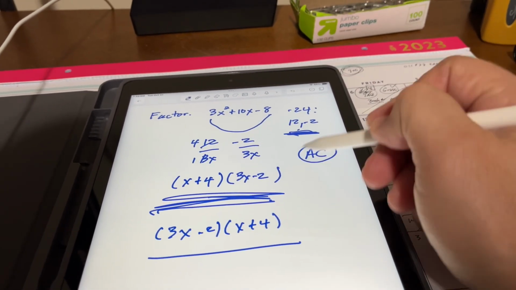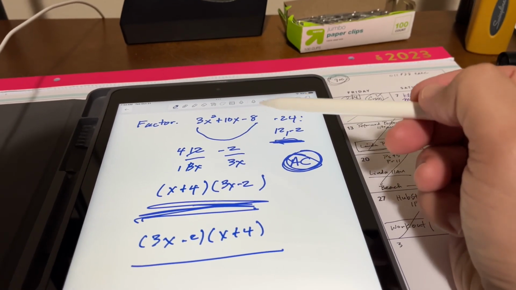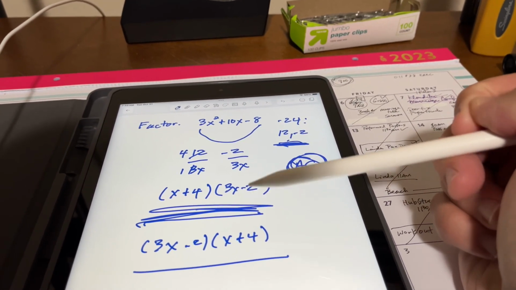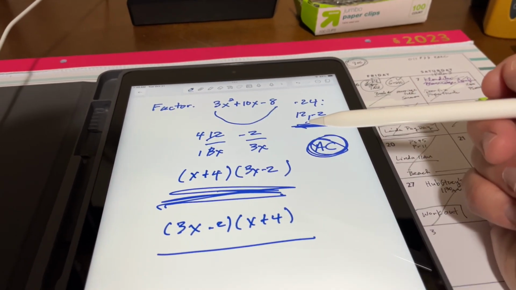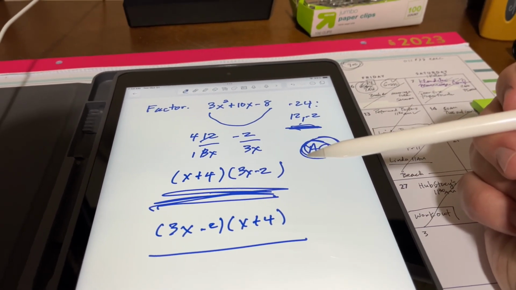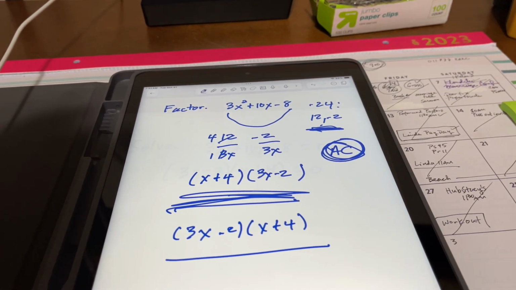So this is called some kind of AC method. It's a version of the AC method because we multiplied A times C. This is a little bit easier than guessing and checking because you don't have to do so much mental math to kind of figure out what things are. So it's a pretty good trick that works. So I recommend that as a method.